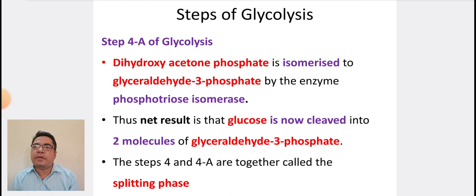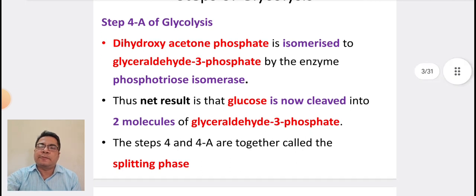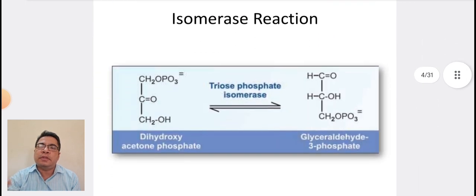Step 4a of glycolysis. Dihydroxyacetone phosphate is isomerized to glyceraldehyde 3-phosphate by the enzyme phosphotriose isomerase. Thus, the net result is that glucose is now cleaved into 2 molecules of glyceraldehyde 3-phosphate. Step 4 and 4a are together called splitting phase. In this diagram, we can see triose phosphate isomerase in which dihydroxyacetone phosphate is reversibly converted to glyceraldehyde 3-phosphate.